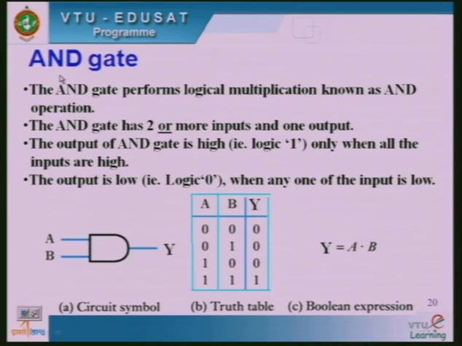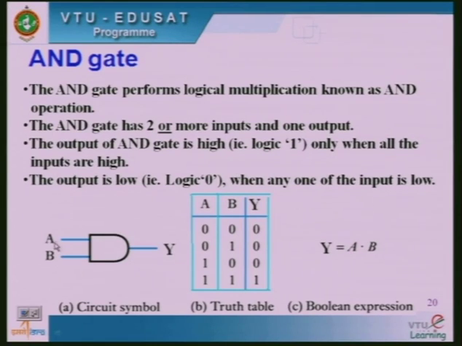Next is the AND gate. The AND gate performs the logical multiplication known as the AND operation. The AND gate has 2 or more inputs and 1 output. The output of the AND gate is high, that is logical 1, only when all the inputs are high. The output is low, that is logical 0, when any one of the inputs is low. That is indicated in the table along with the expression, and the first part represents the symbolic representation of the AND gate.